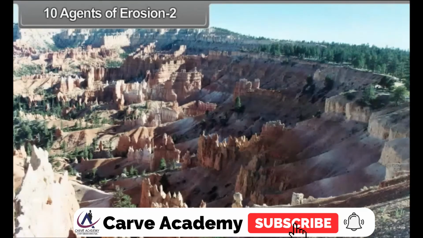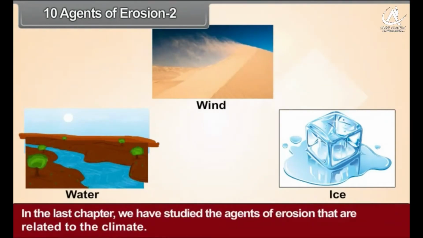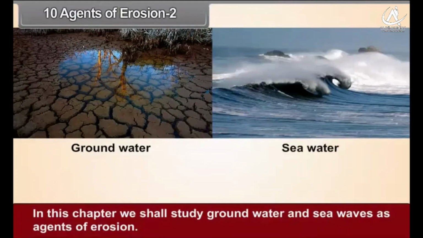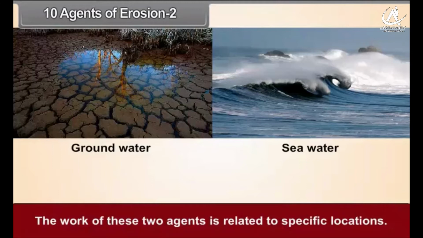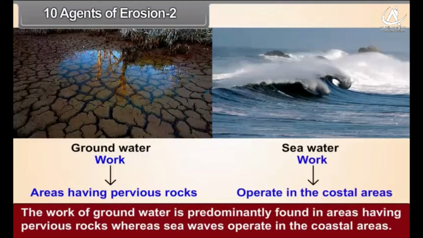Chapter 10: Agents of Erosion, Part 2. In the last chapter, we studied the agents of erosion that are related to the climate. In this chapter, we shall study groundwater and sea waves as agents of erosion. The work of these two agents is related to specific locations. The work of groundwater is predominantly found in areas having pervious rocks, whereas sea waves operate in the coastal areas.